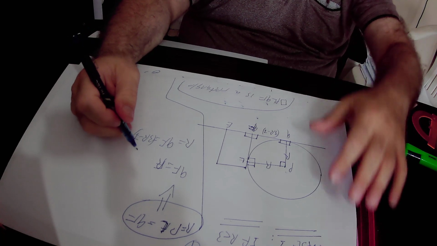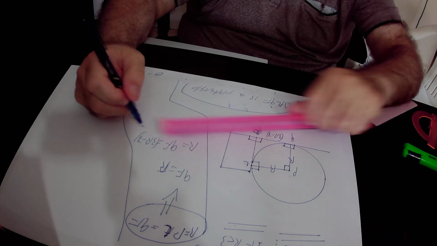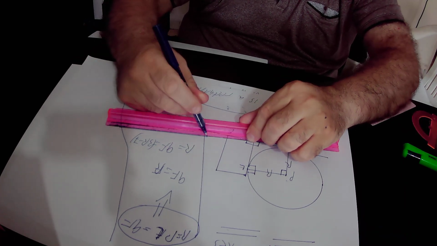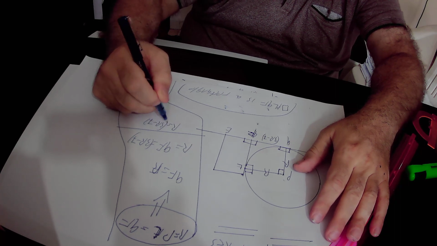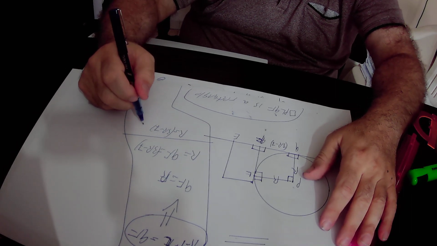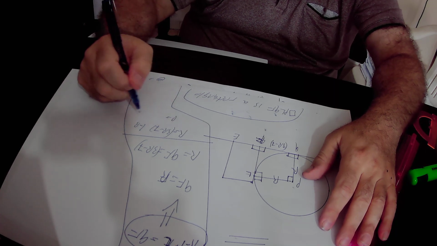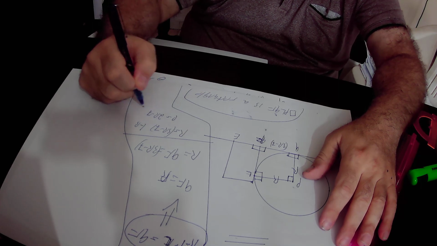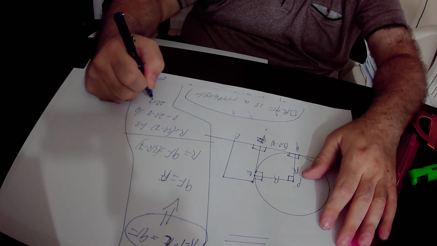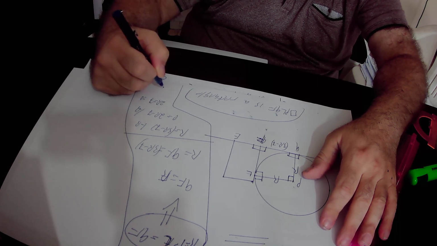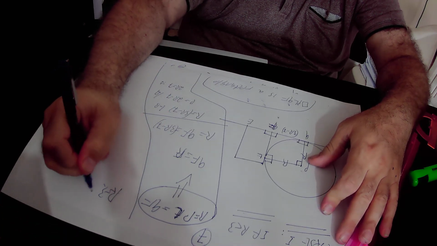So from this equation, R equals QF equals 3R minus 7, we derive that R equals 3R minus 7. Here we subtract R from the equation and we get that R minus R is 0, 3R minus R is 2R, minus 7. Here we add 7 and we get that 2R equals 7. We divide by 2 and we get that R equals 3.5 units.